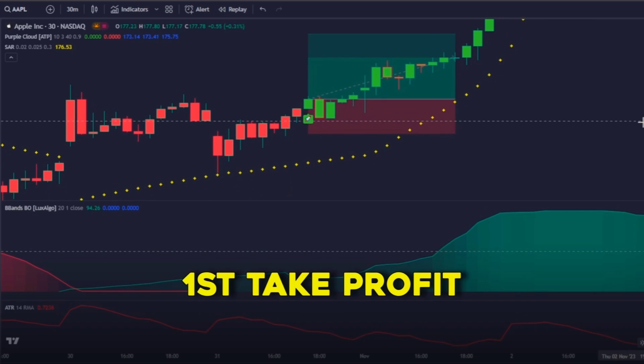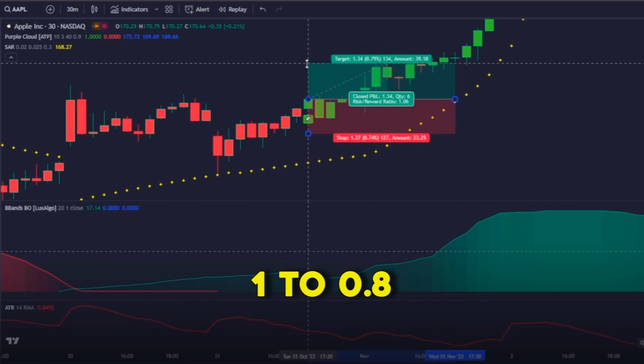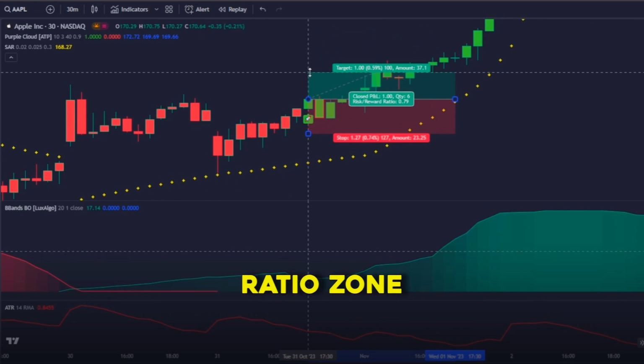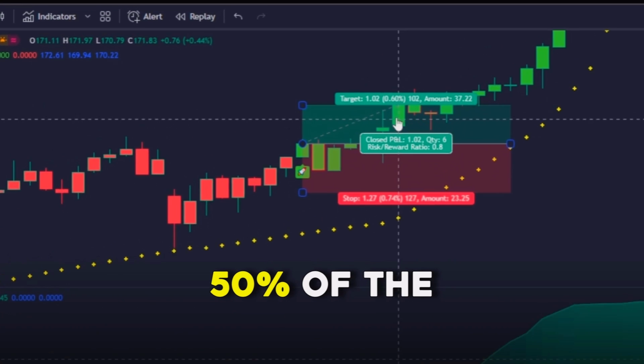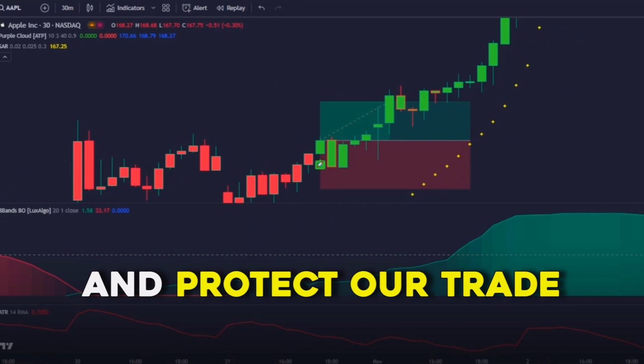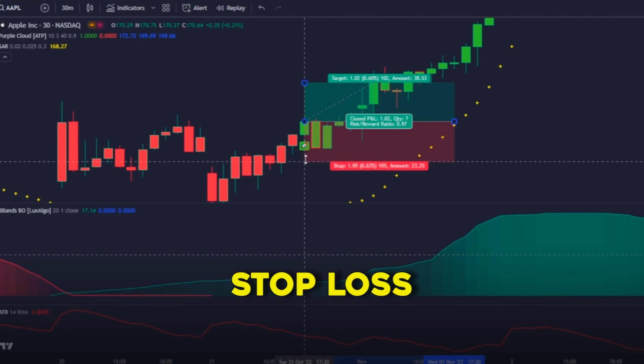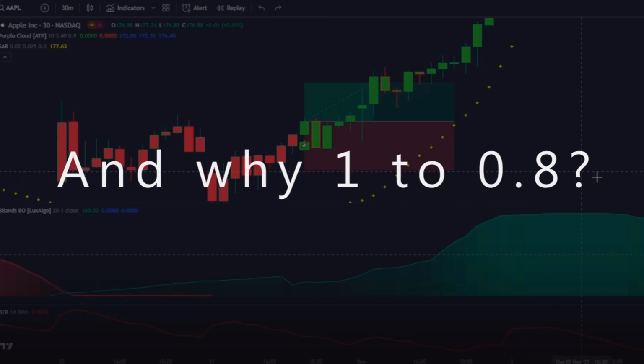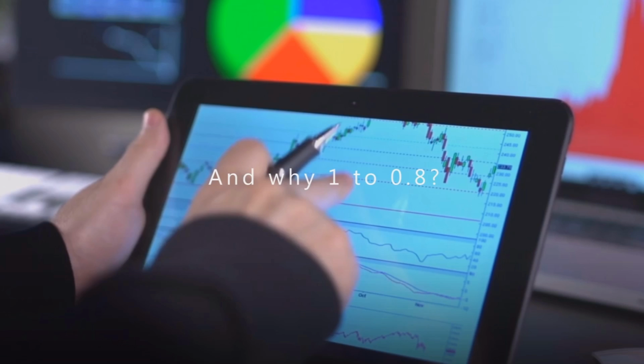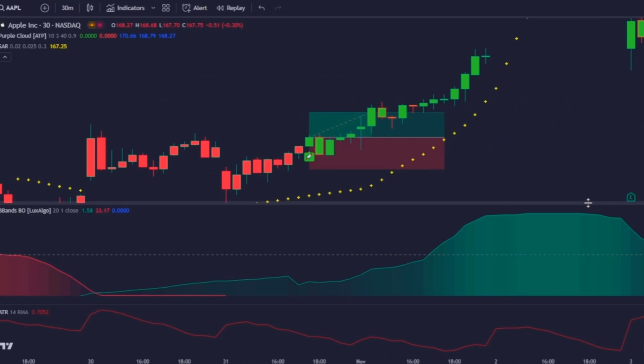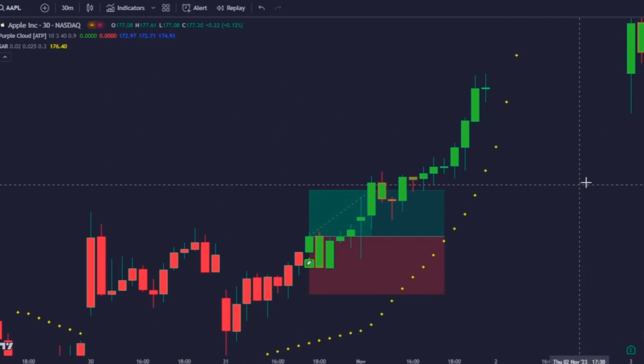Then we will have a first take profit level on the 1 to 0.8 risk to reward ratio zone to close just 50% of the position and protect our trade by putting the stop loss on the entry point. And why 1 to 0.8? Because after dozens of tests, it was the best level I found for this strategy.